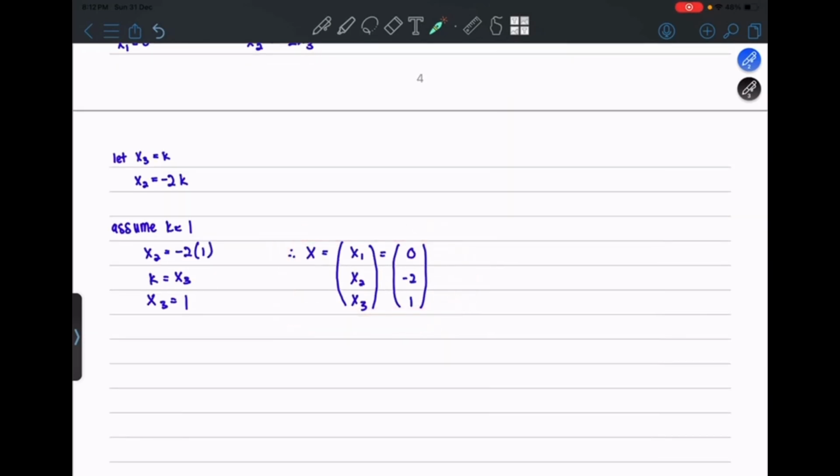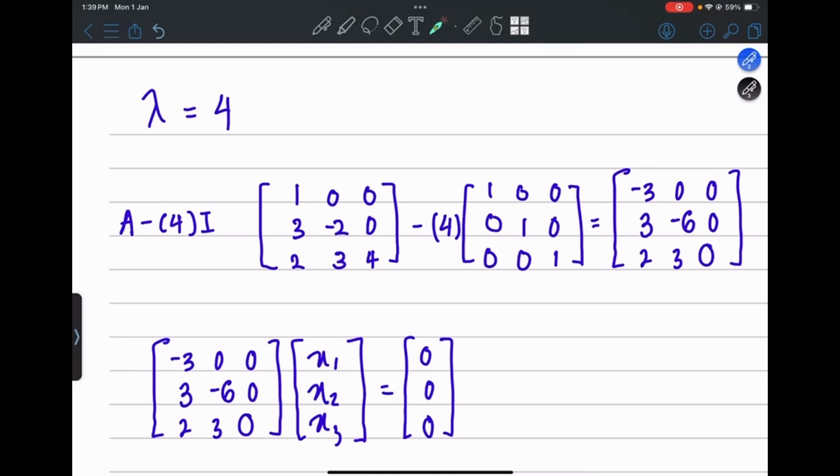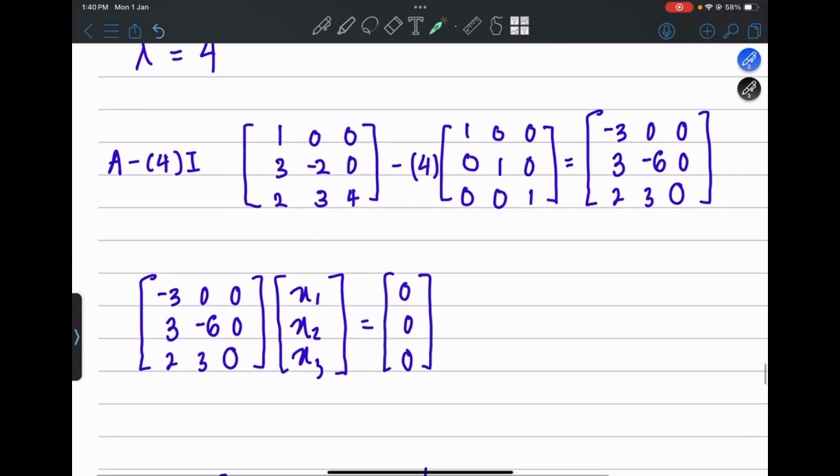Alright, easy, isn't it? I think I got it now, Dary. Let me do the last part. This requires us to subtract 4 times the identity from the main diagonal. So after that, I got negative 3, 0, 0, 3, negative 6, 0, and 2, 3, 0.